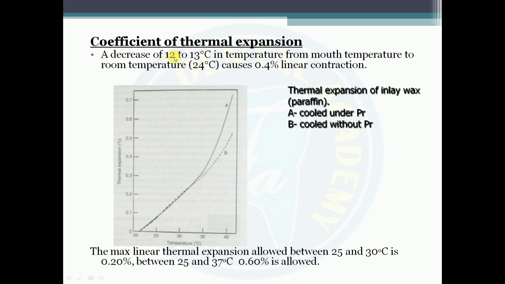A decrease of 12 to 13 degrees Celsius in temperature, from the mouth temperature to the room temperature of 24 degrees Celsius, causes 0.4% of linear contraction. This is the thermal expansion of the inlay wax. This is the pre-cooled under paraffin, and this is the cooled without paraffin.